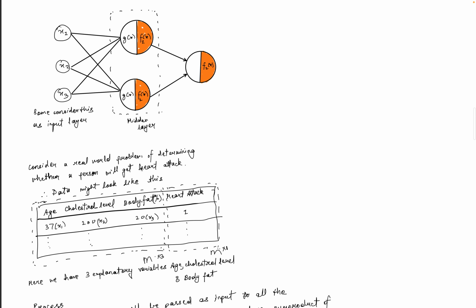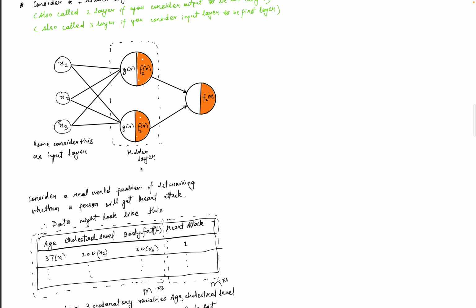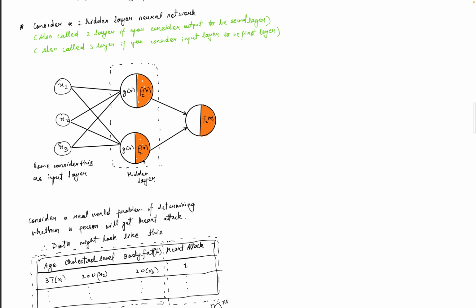Now consider a problem. How will you approach it? Suppose these are the inputs x1, x2, x3, and these are two perceptrons. What g of x will do is take the inputs, with some weights attached to them, produce the sum product, a bias will get added, and the activation function will act on the output of g of x. The same thing will happen in the second neuron. Again, it will take all the inputs.